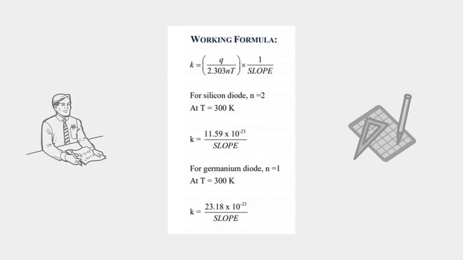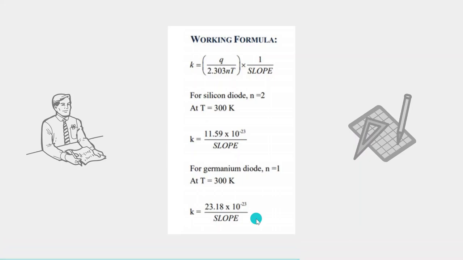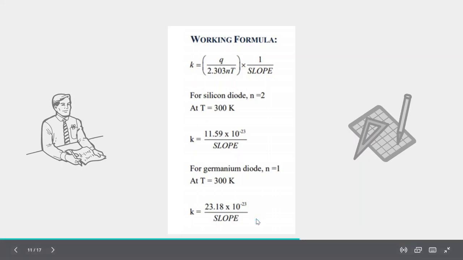Similarly, if you are calculating it using the germanium diode, then you have to substitute the value of n equal to 1, and q and T remain the same. The simpler equation which you will get is k equal to 231.18 × 10^-23 upon slope.